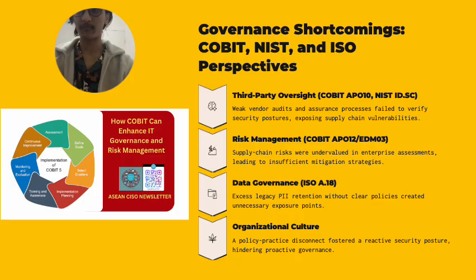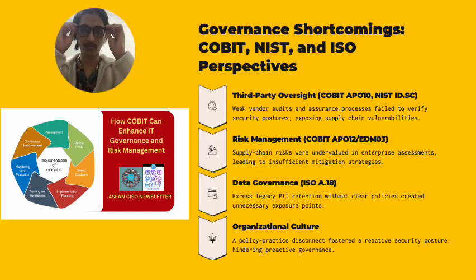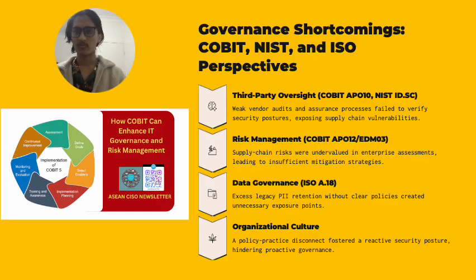I'm the third member of this group, and my name is Bisal Kesi. So I'm here to explain the governance shortcomings, from UBIT and ISO perspectives. Here I can say third party oversight. On this point, weak vendor audits and poor assurance processes expose supply chain vulnerabilities and otherwise risk management. While doing this, supply chain risks were underestimated, leading to ineffective mitigation.